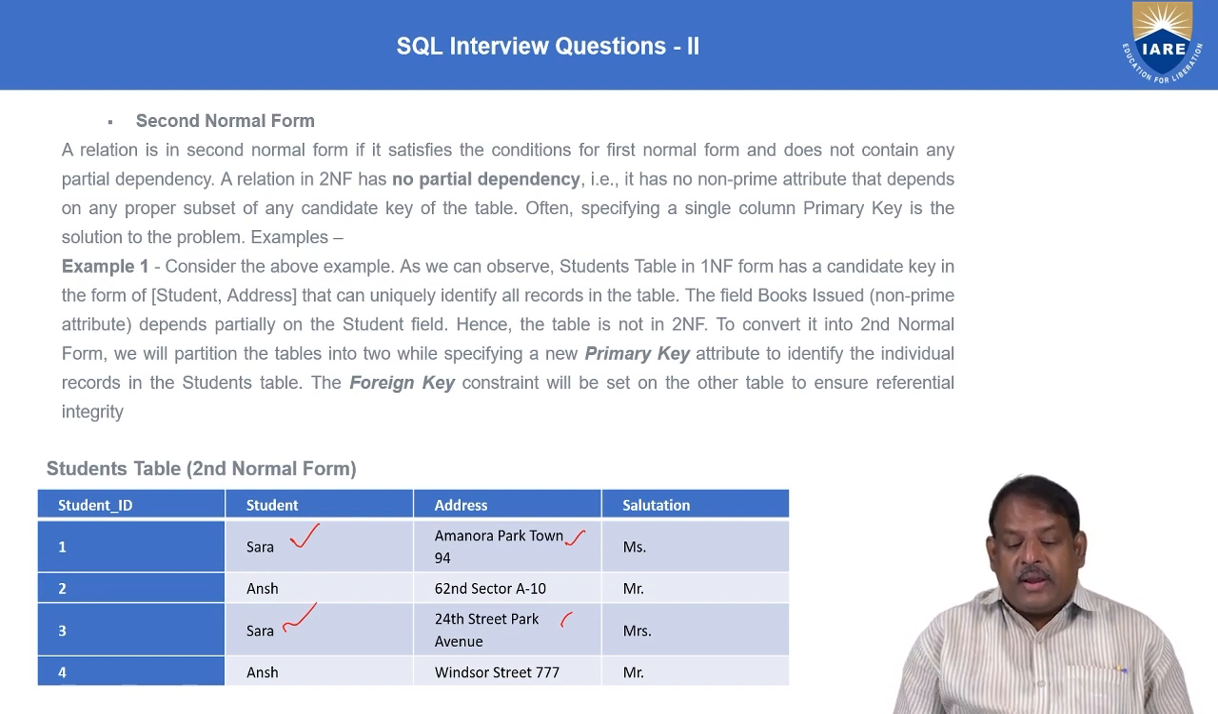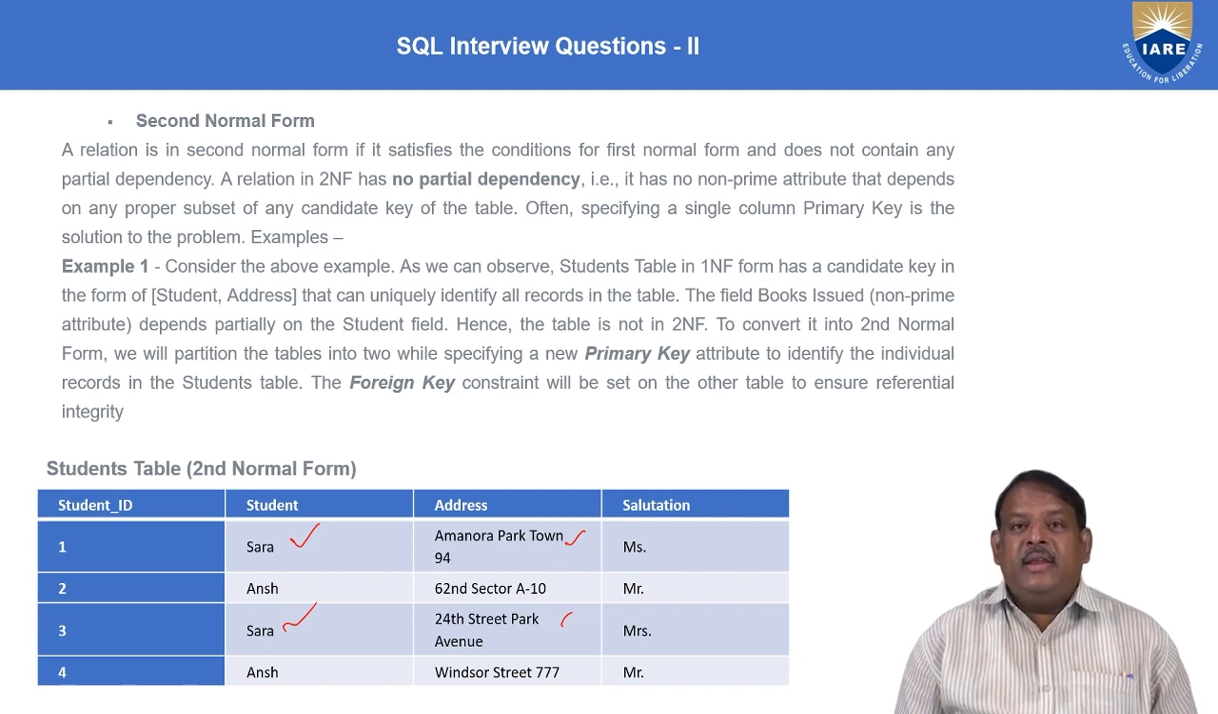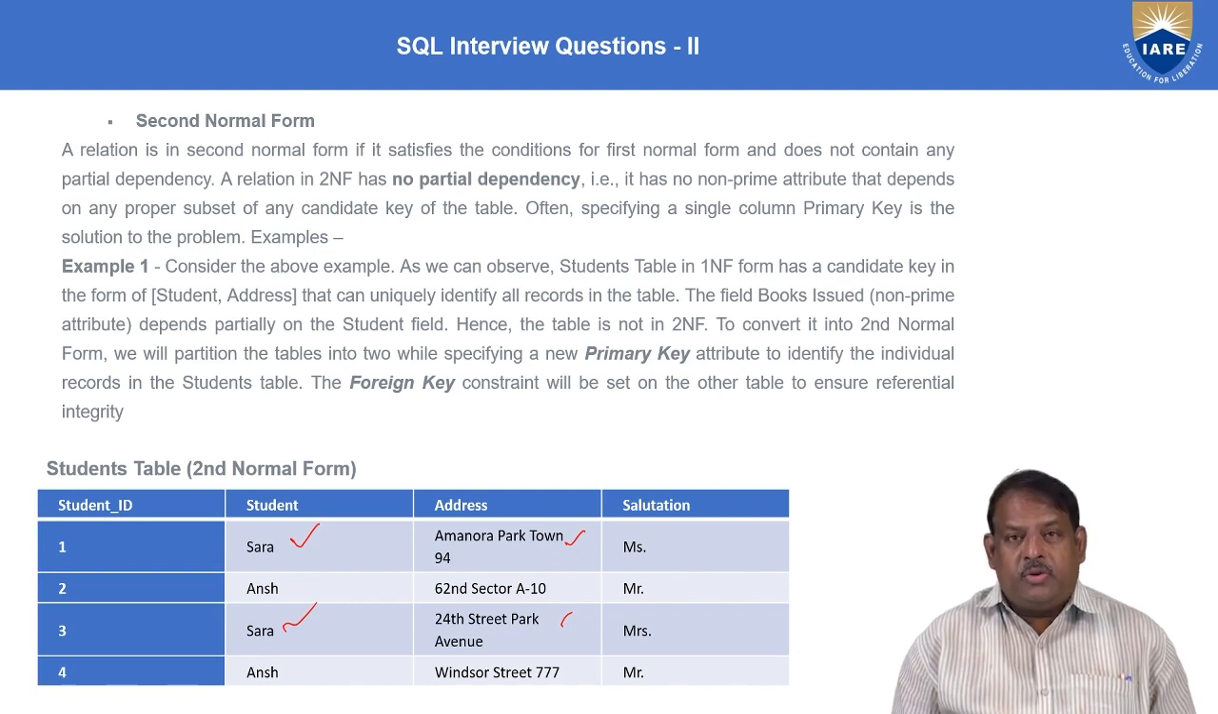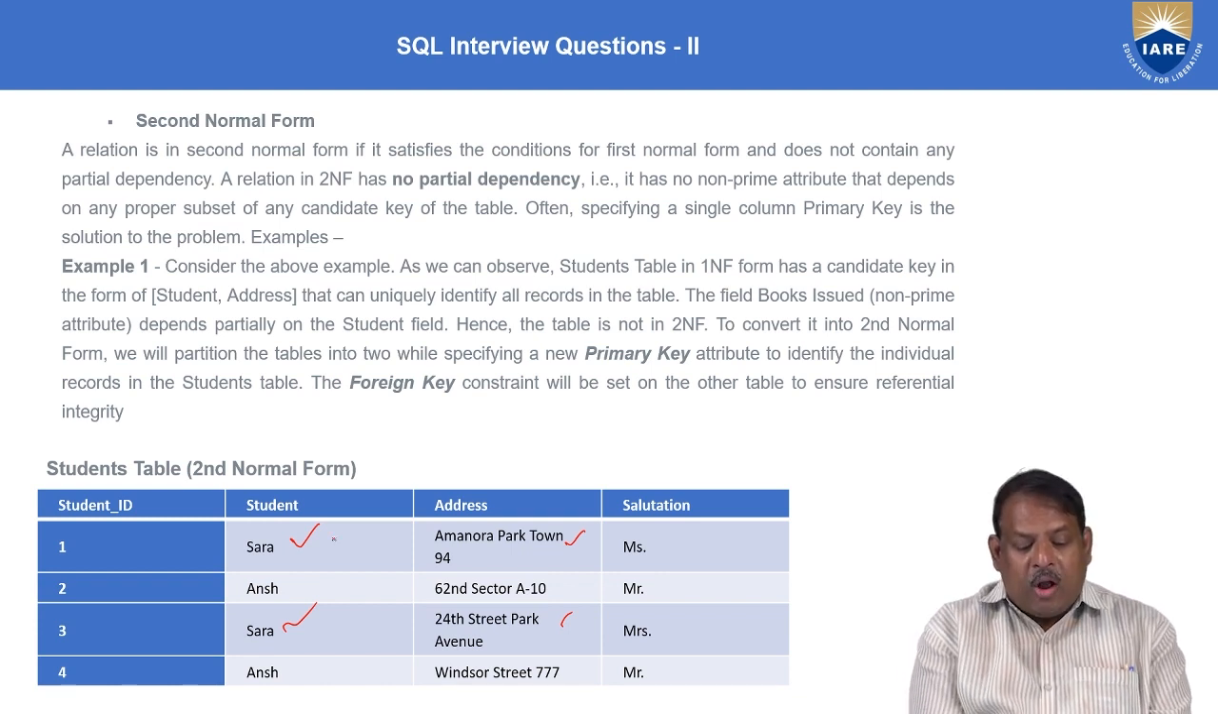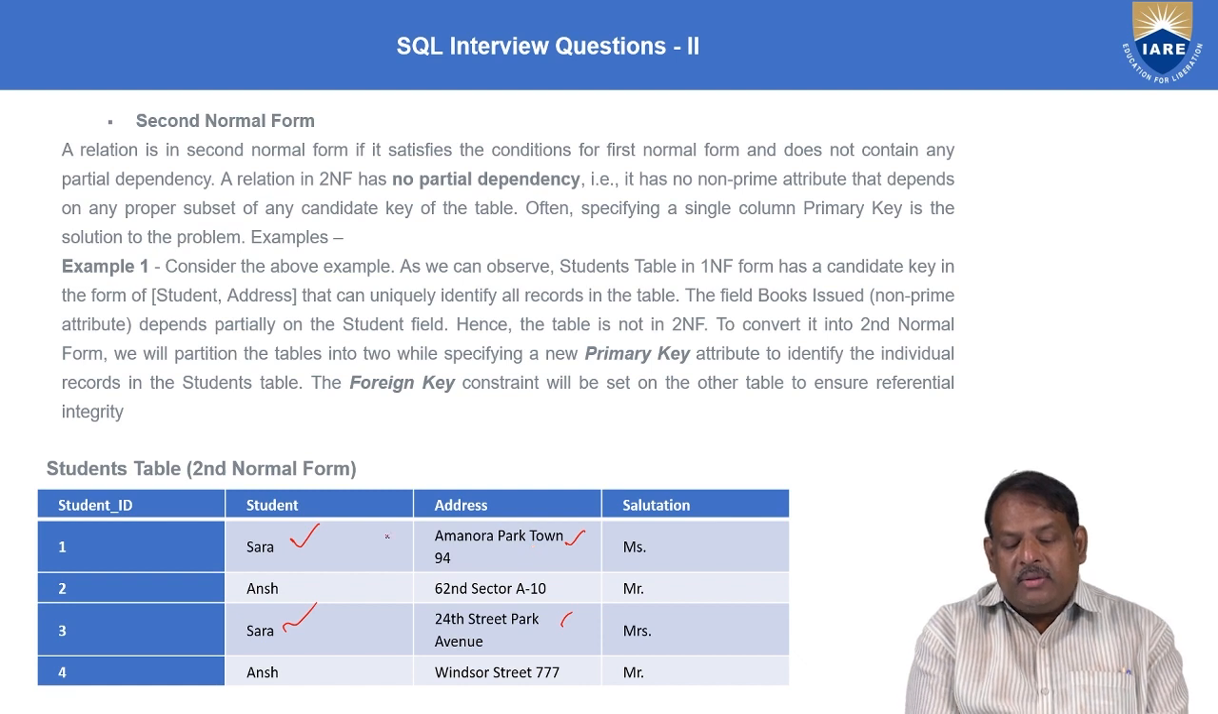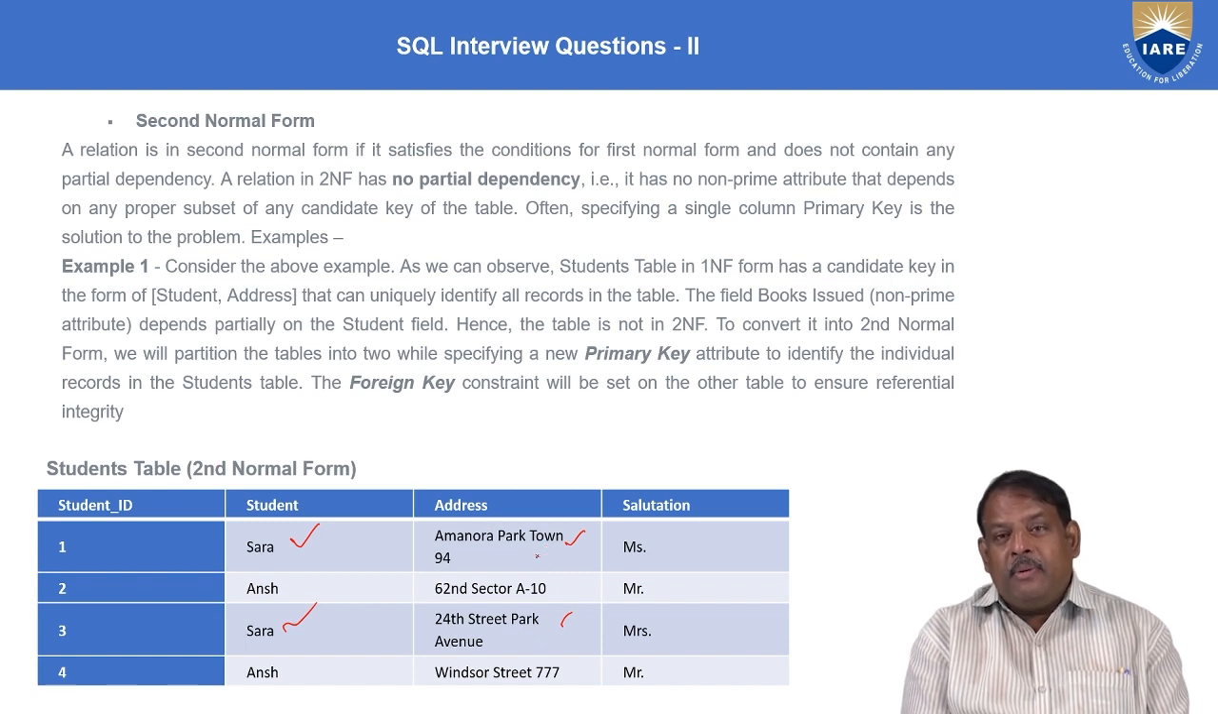To convert into second normal form, we'll partition the tables into two by specifying a new primary attribute to identify the individual record in the student table. A foreign key constraint will be set on the other table to ensure referential integrity. So if you see here, the combination of student and the address is the primary key. This way I will have a primary key here, and we'll have one more table, books issued. In that we'll have a foreign key relation to maintain referential integrity.